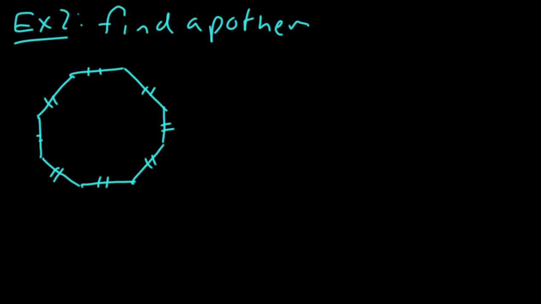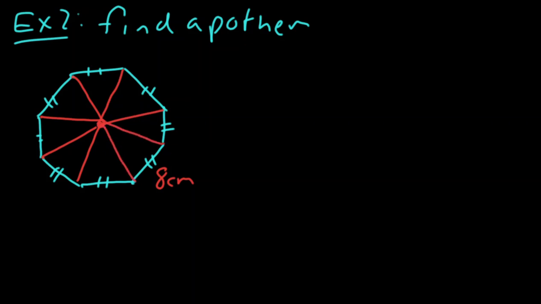Let me go back to my nice red. And what is step 1? Oh, and by the way, let's label this as 8 centimeters right there. Step 1: we want to draw our center, and we want to divide our regular octagon up into, that's right, 8 triangles. So from every vertex, we're going to draw a line to the center. And once again, the number of triangles will always be equal to the number of sides. So 8 sides, 8 triangles.